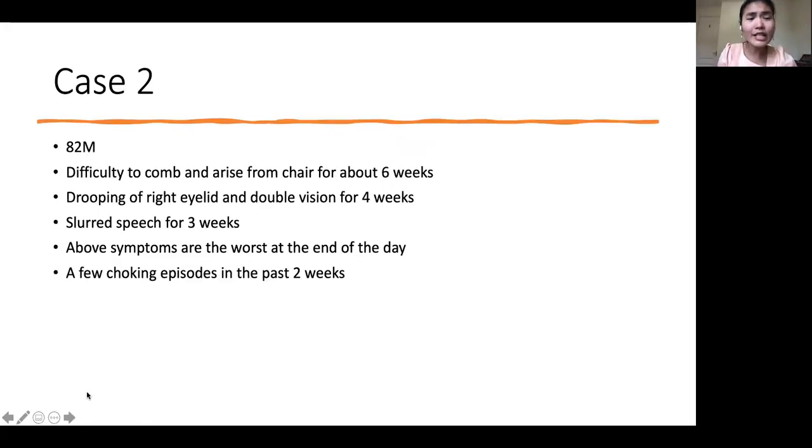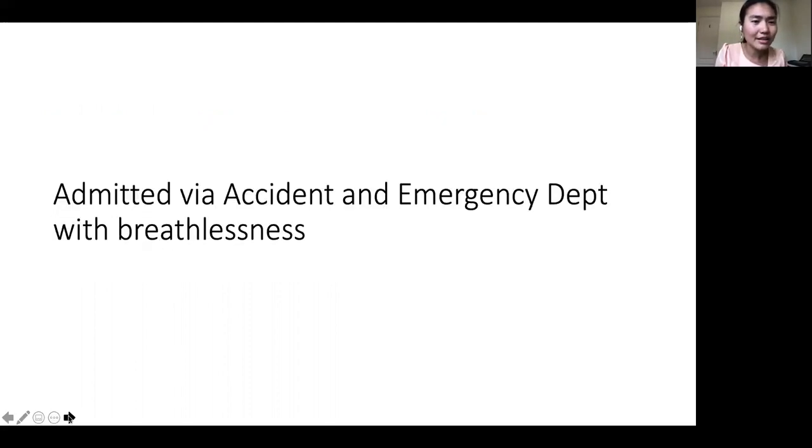Now, case 2. An 82-year-old male presented with difficulty rising from a chair for about 6 weeks, and his right eyelid has been drooping for a while. He has been seeing devils everywhere for about 4 weeks. Speech has been noted to be a bit slurred by family members for about 3 weeks. All symptoms became worse at the end of the day. And he had a few choking incidents in the past 2 weeks.